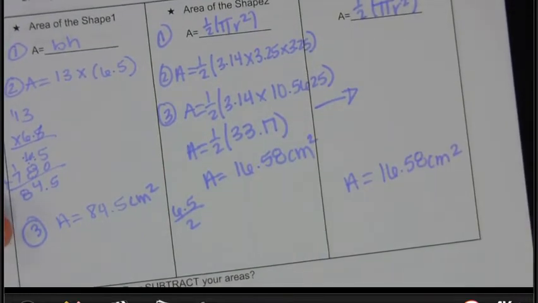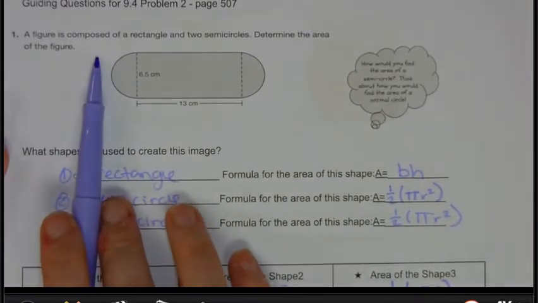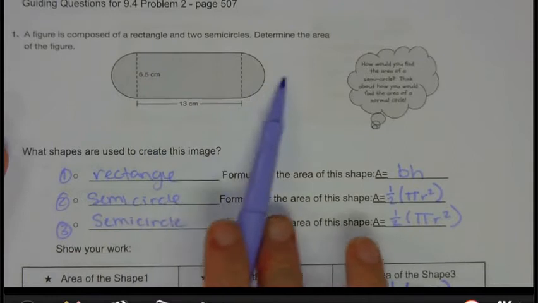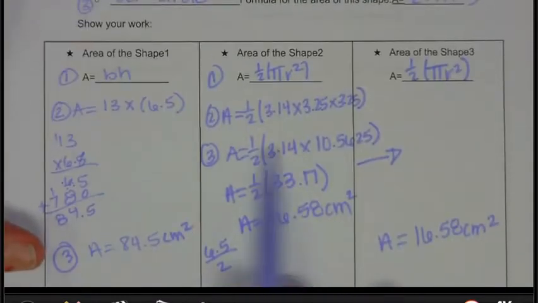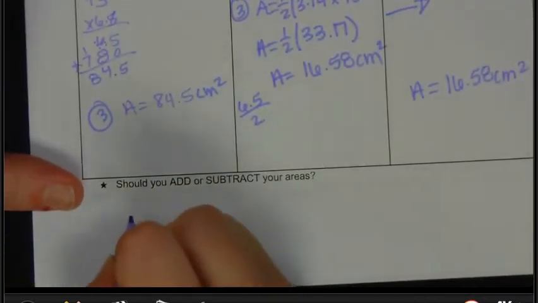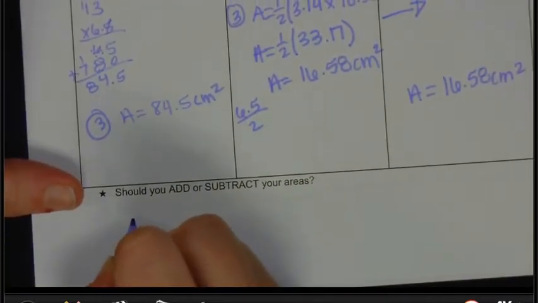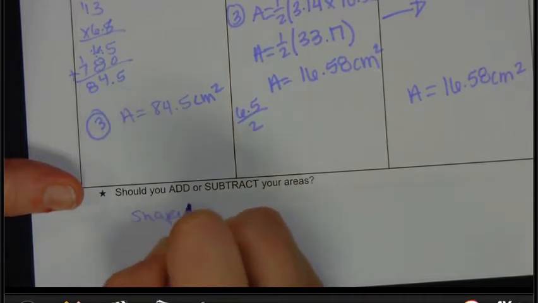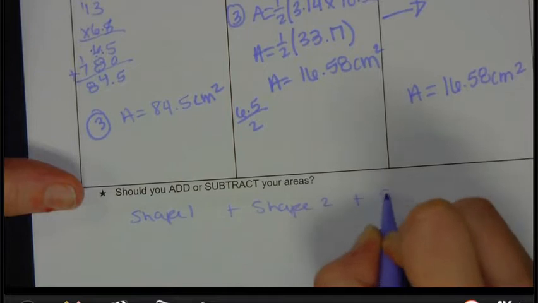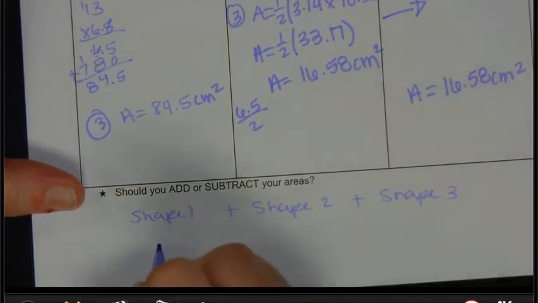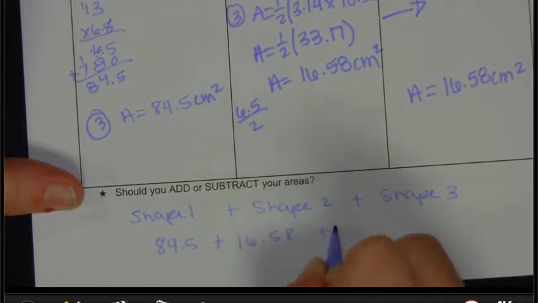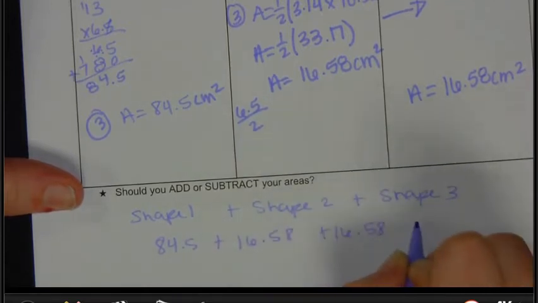Okay, now think about it. I want to know the area of this entire composite figure. So what do you think I need to do with all 3 of these areas that I've found? I need to add them all up. So I'm going to take shape 1 plus shape 2 plus shape 3: 84.5 plus 16.58 plus 16.58.